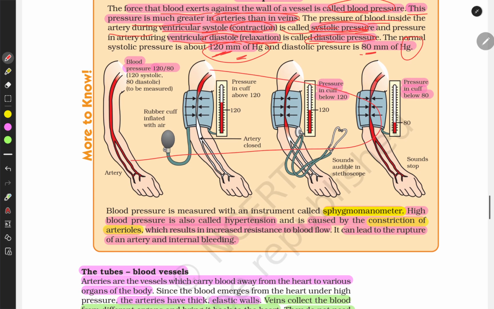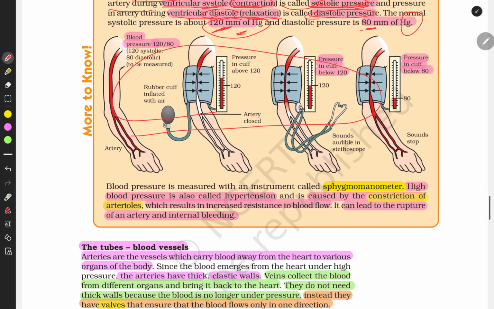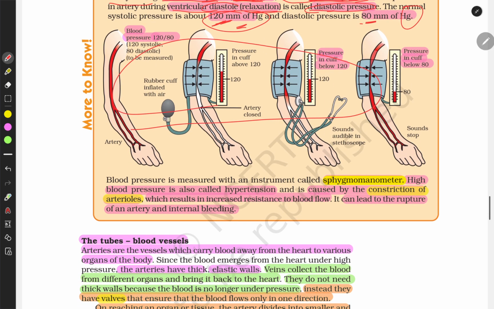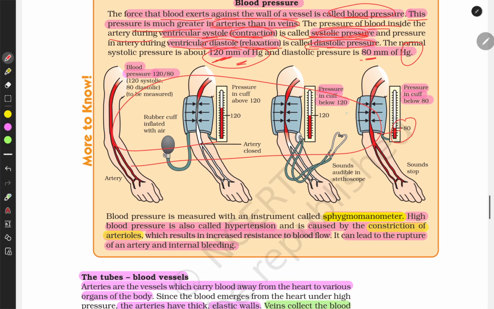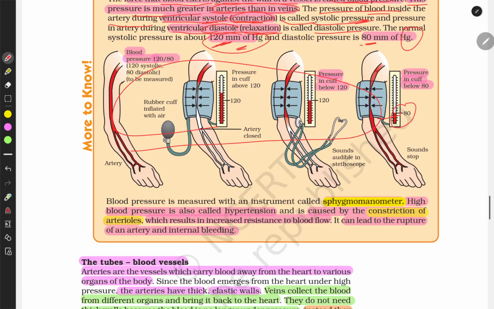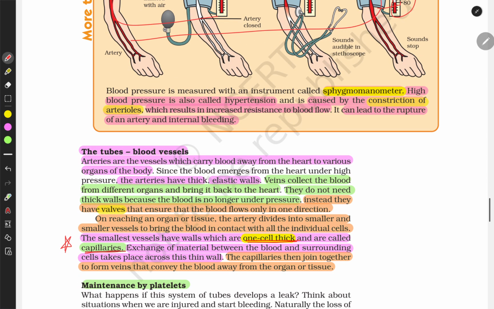This is how we measure blood pressure, by analyzing the gap between systolic pressure and diastolic pressure. And there is an instrument which is called a sphygmomanometer.